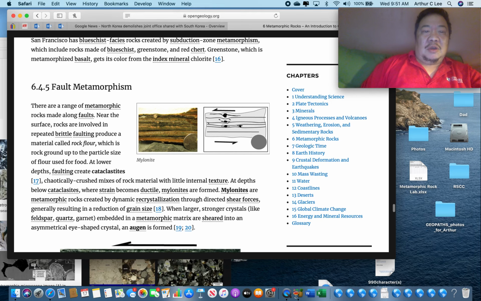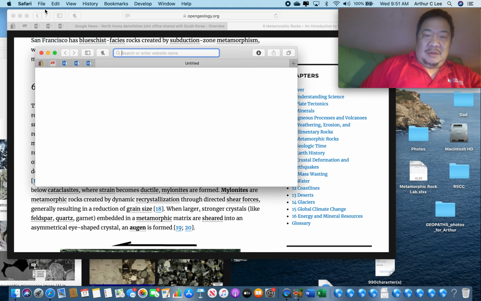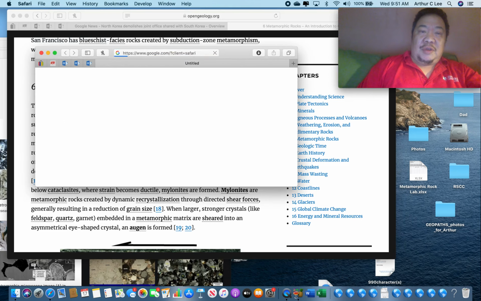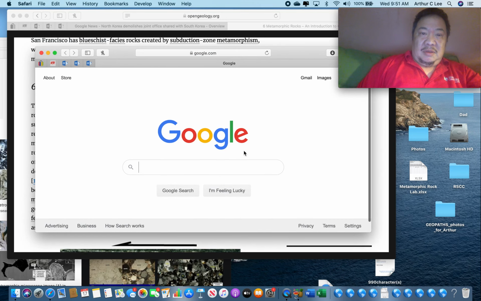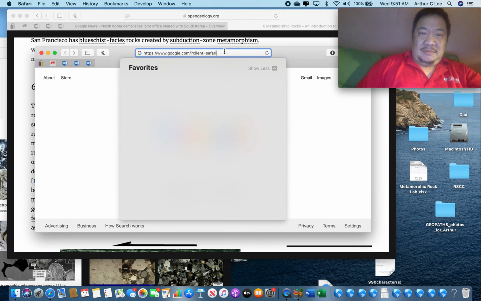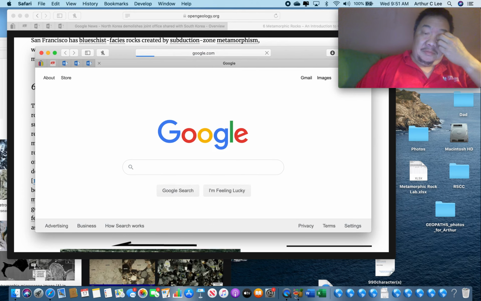Anyway, so we were talking about fault metamorphism. When you have faults, we talked about what faults were last time. Faults occur due to stress in the earth, and let me show you real quick again.